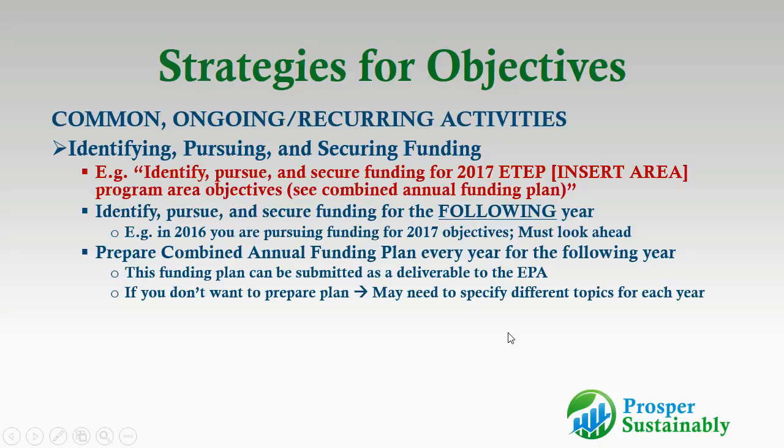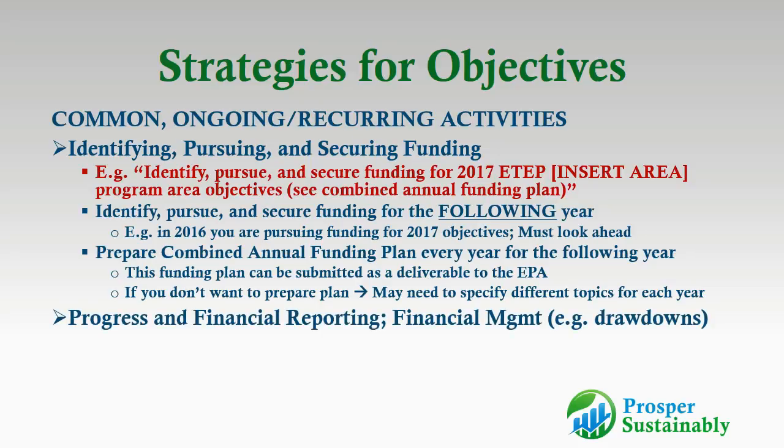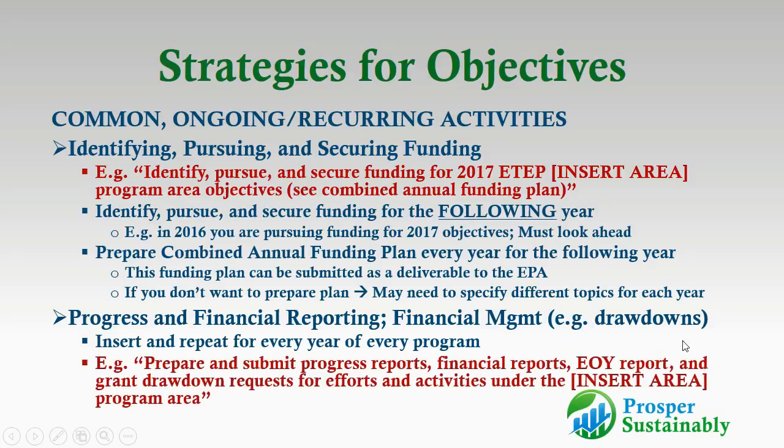If you don't want to prepare a plan, you may need to specify the different topics that you're going to pursue funding for in each year. Another common ongoing/recurring activity is progress in financial reporting and financial management, such as doing your drawdowns. And I already showed you an example of inserting and repeating this for every program year. And so here's some sample language. Prepare and submit progress reports, financial reports, end of year report, and grant drawdown requests for efforts and activities under the blank program area. So your air resources.